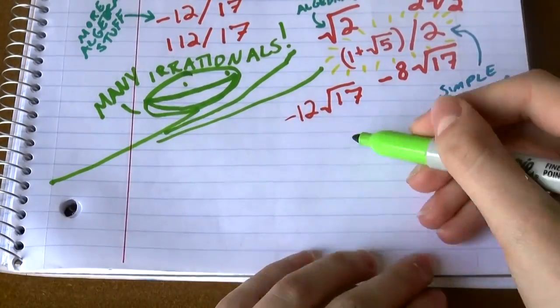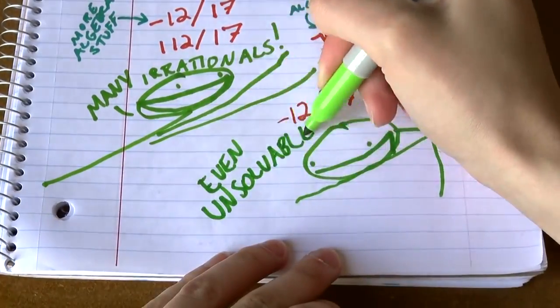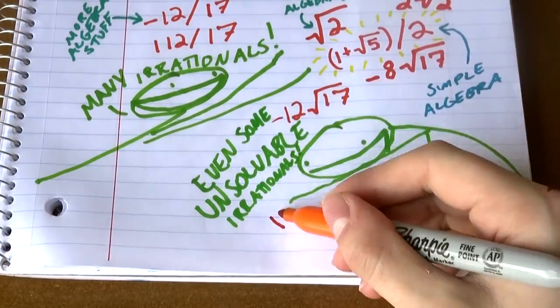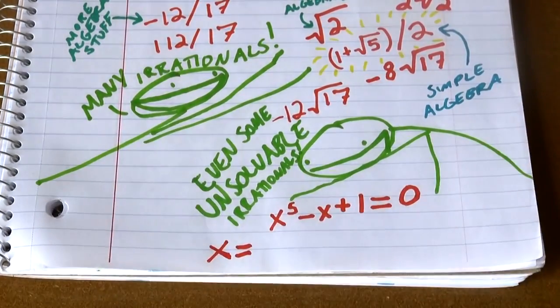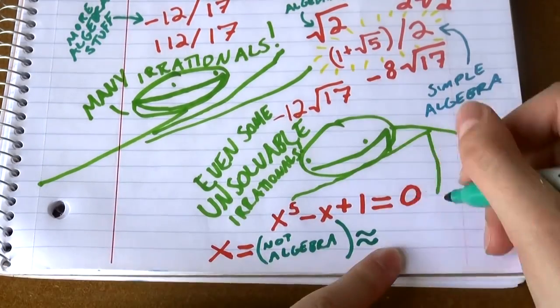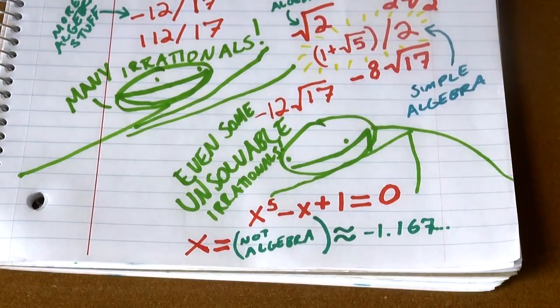Then some numbers can only be defined as part of an unsolved equation. Here, there's no algebraic way to solve for x. You can only approximate. But x is still defined. We don't care if we can solve for x as long as we can define it.